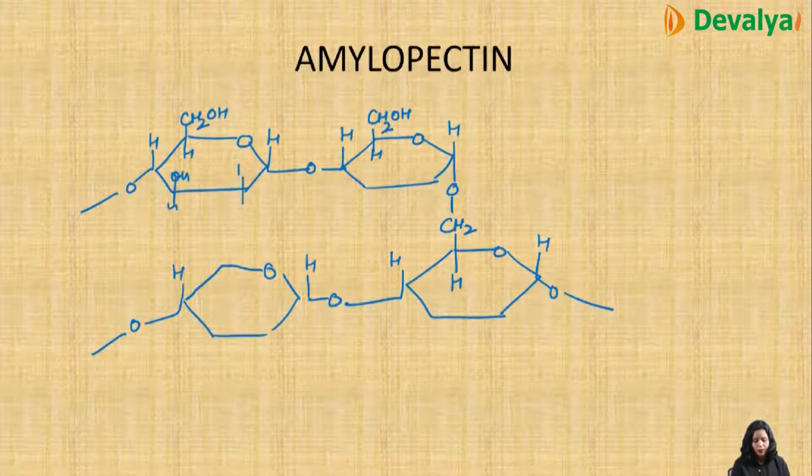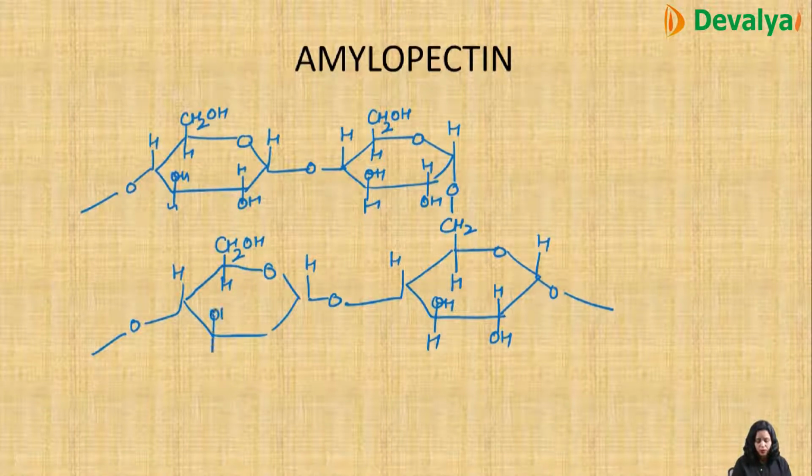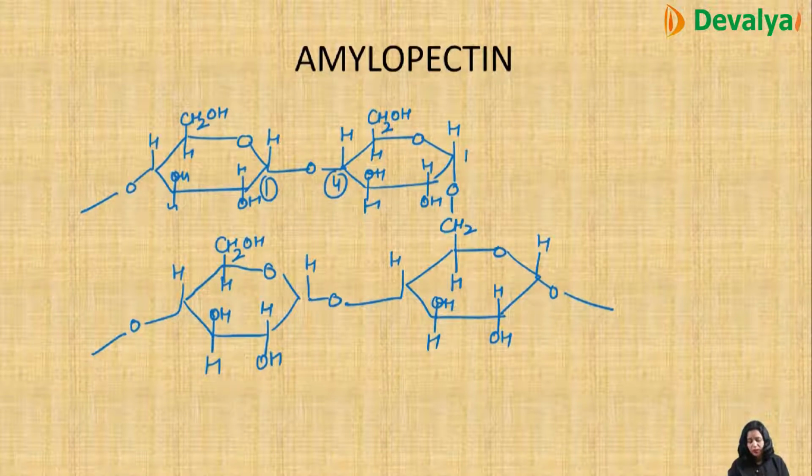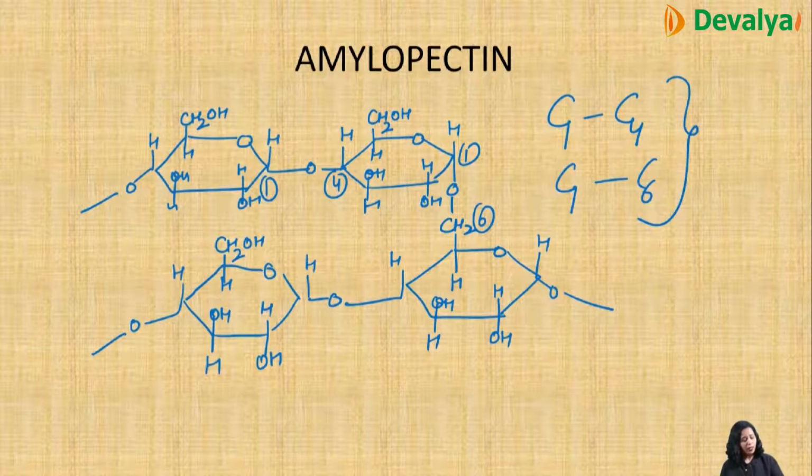That again the same way we will complete. H, OH, OH, H, OH. CH2OH, H, OH, H, H and OH. So this is your C1-C4 linkage. This is C1 and C6 linkage. So two different kinds of linkage, C1-C4 and C1-C6. So these two linkages are there.